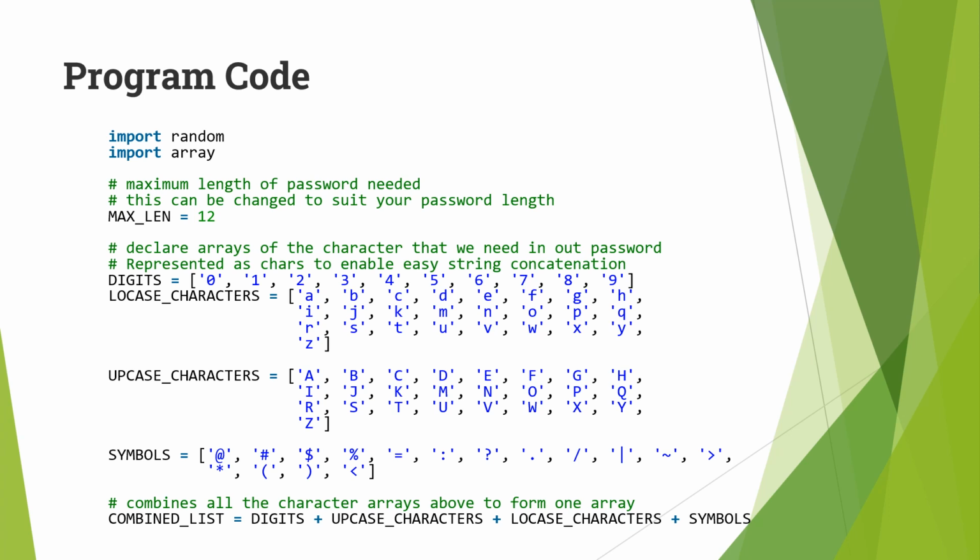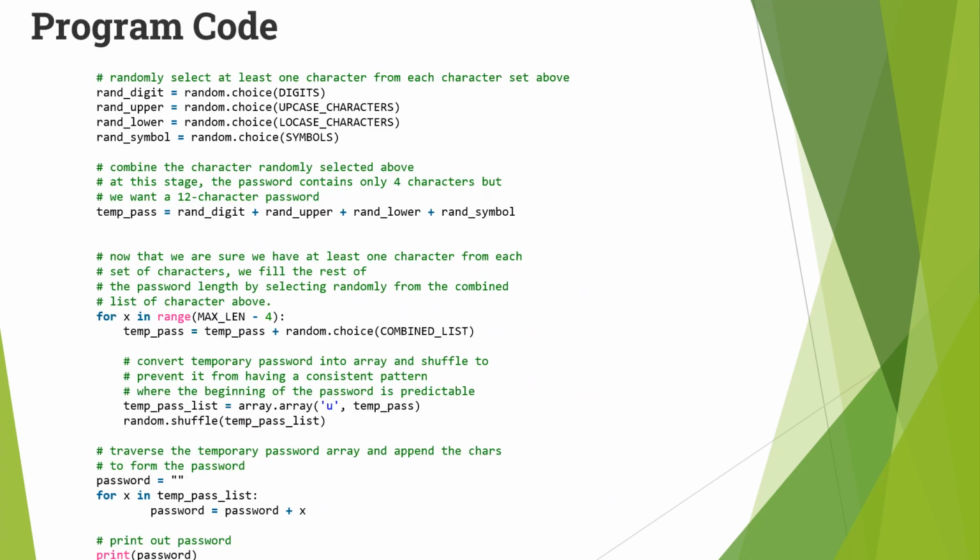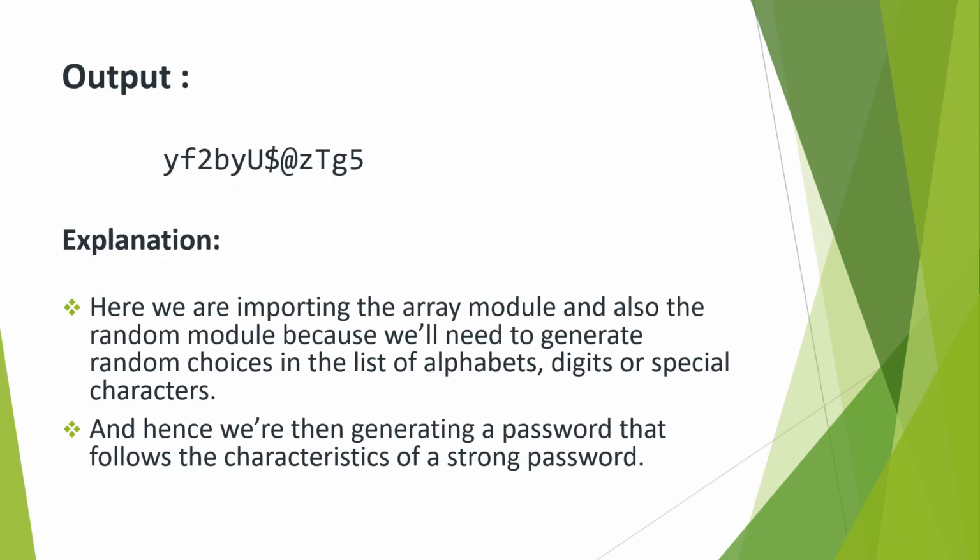And now we are going to see the output. So after giving all those things, we will get YF2BY, capital U, dollar, at, and small z, capital T, small g, 5. So this is the password. This is generated by using the random shuffle. This performs, and this is the output we got.